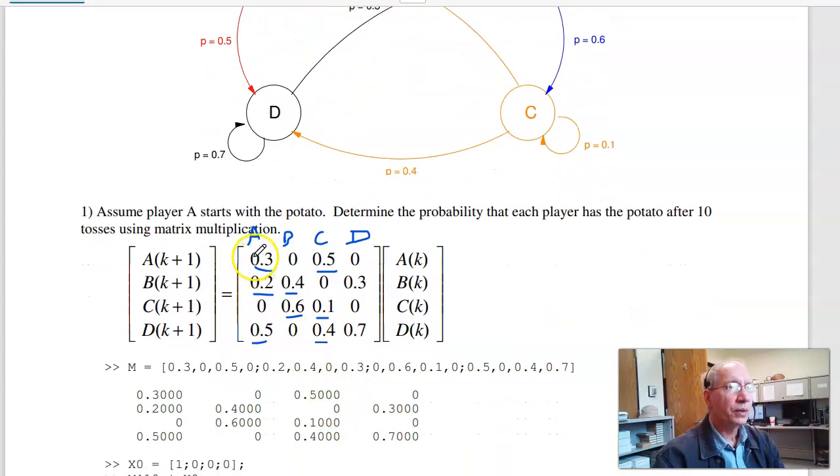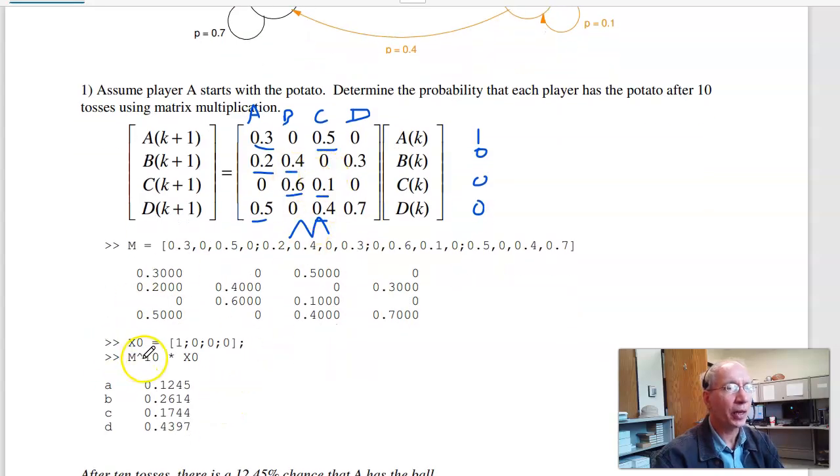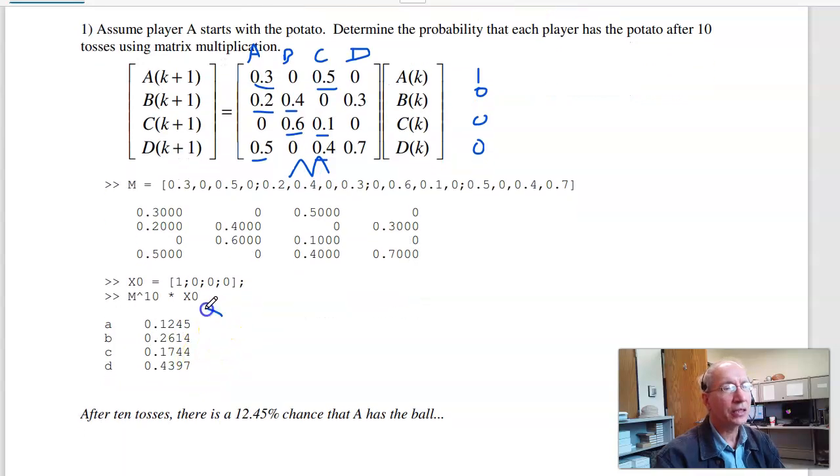If you add up the columns, they should all add up to 1. That's one way to check your answers. So doing that in MATLAB, here's your state transition matrix, call it M. This is the probability that A, B, C, D will have a potato given where the potato is currently. If initially A has a potato, the initial condition is 1, 0, 0, 0, so A's got the potato. After 10 tosses, that's just take this matrix to the 10th power times x0. That's the probability that A, B, C, D have the potato after 10 tosses.